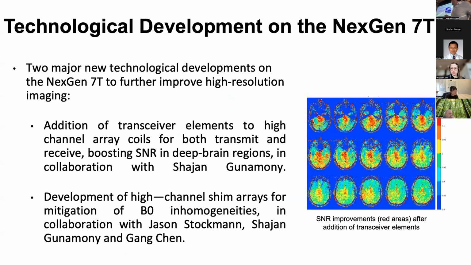And just one very quick thing to finish, we're still developing technology for the NexGen, including adding transceiver elements to our receiver arrays in collaboration with Sergeant Ginnemani to improve the SNR in the deep part of our brain, and with Jason Stockmann to develop a high channel shim array for mitigation of the B0 inhomogeneities. So we're still developing the scanner. We still think there's a lot more we can do with it. And we're really excited to do that with our collaborators through the U24.